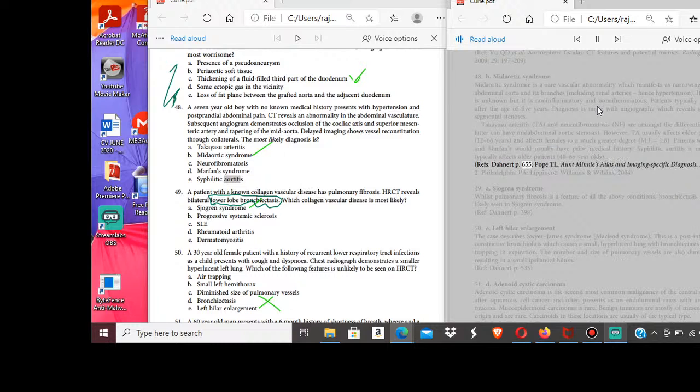Refs. Dähnert, page 655. Pope TL. Aunt Minnie's Atlas and Imaging-Specific Diagnosis, Edition 2. Philadelphia, PA, Lippincott Williams and Wilkins, 2004.